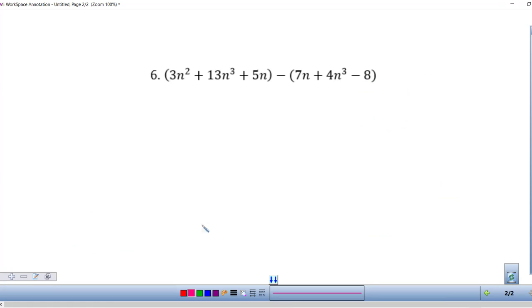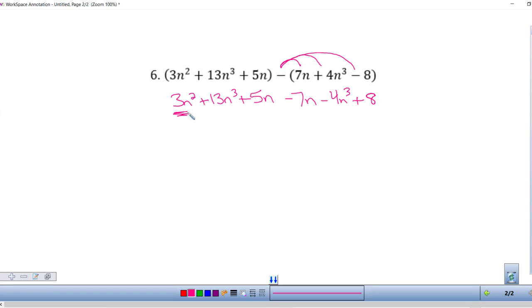Let's look at one more example of subtracting. This is number 6 on your note sheet. Subtracting, we have to distribute the negative to all 3 pieces. So I have negative 7n minus 4n to the third plus 8. The first one I can just copy. And then we combine like terms.